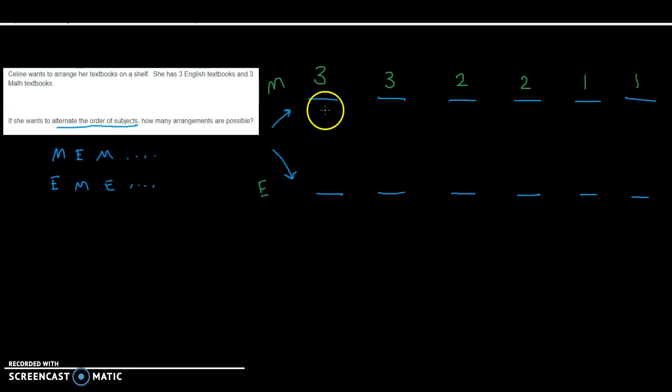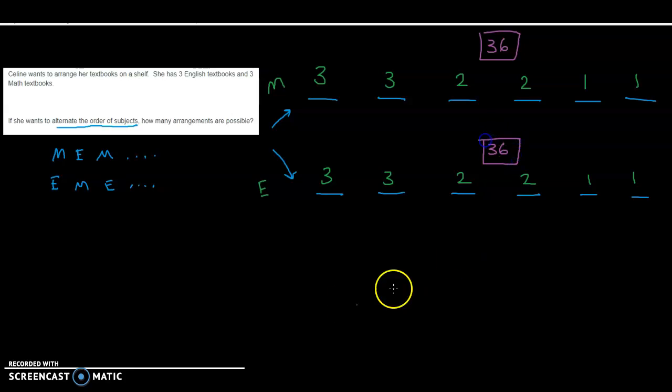Okay, and you can hopefully see it's exactly the same thing for this one. I've got 3 options for English, 3 options for math, now 2 for English, 2 for math, 1 for English, 1 for math. You work this all out. If we start with math first, we've got 3 times 3 times 2 times 2 times 1 times 1, which is 9 times 4, which is 36. So there's 36 different ways that we could arrange our books if we start with math first, right? And there's also 36 different ways if we start with English. So the total number of different ways would be those added together, which is 72.